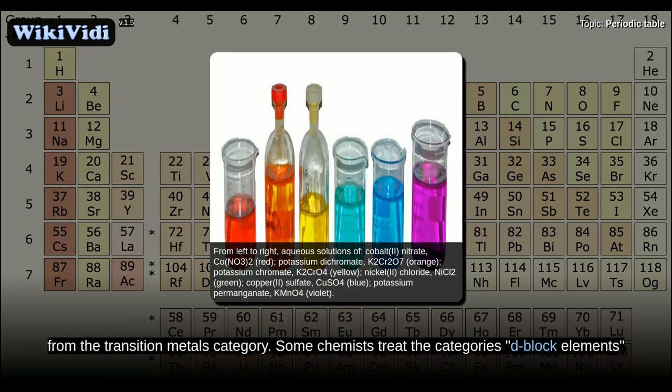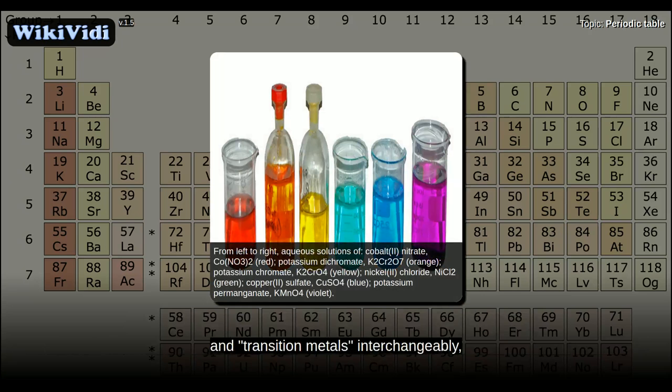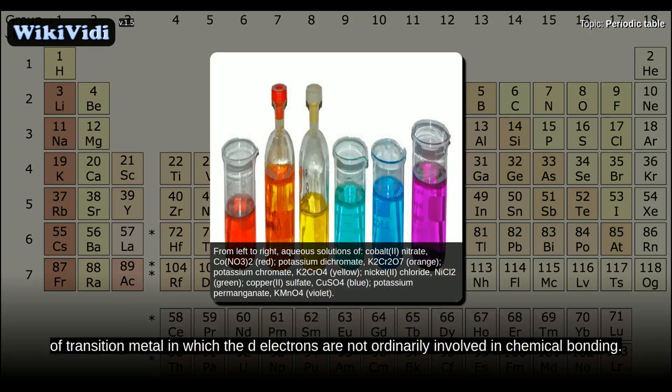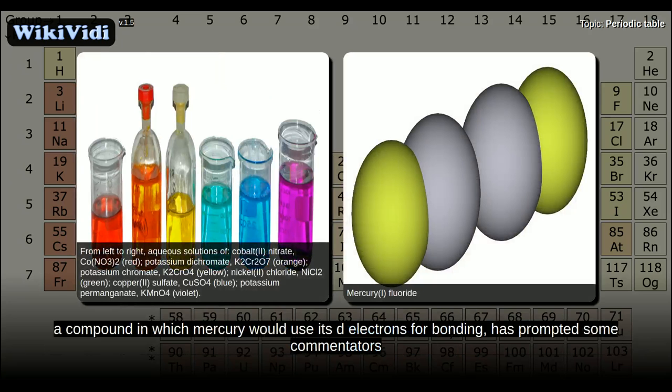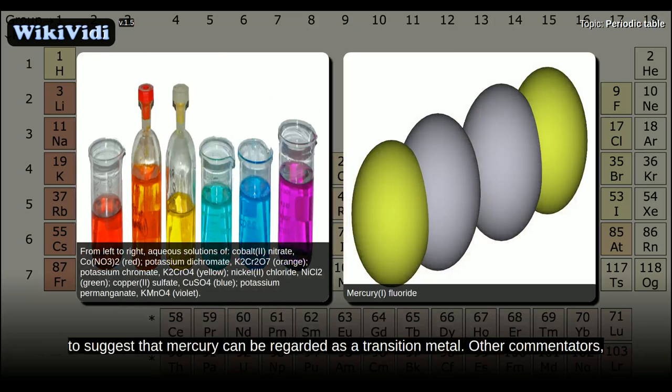Some chemists treat the categories d block elements and transition metals interchangeably, thereby including groups 3 to 12 among the transition metals. In this instance, the group 12 elements are treated as a special case of transition metal in which the d electrons are not ordinarily involved in chemical bonding. The 2007 report of mercury(IV) fluoride, a compound in which mercury would use its d electrons for bonding, has prompted some commentators to suggest that mercury can be regarded as a transition metal.